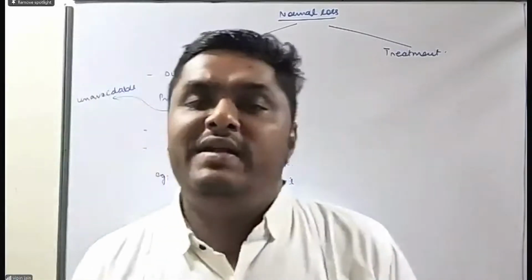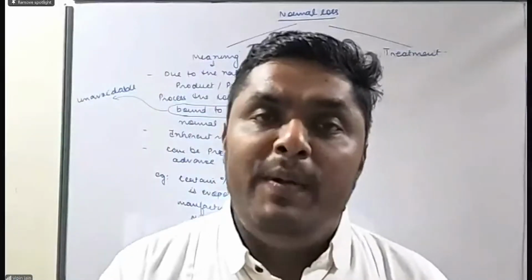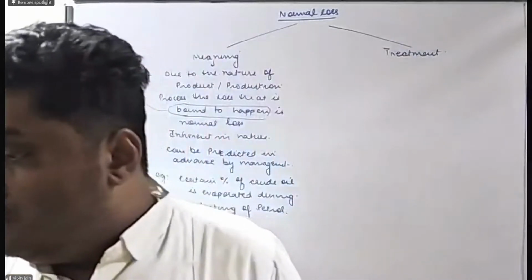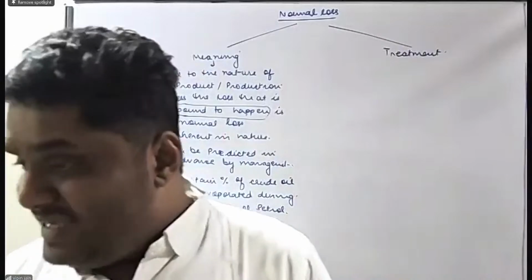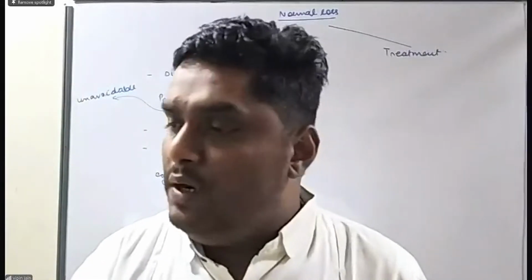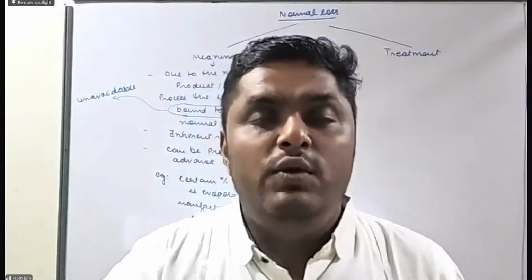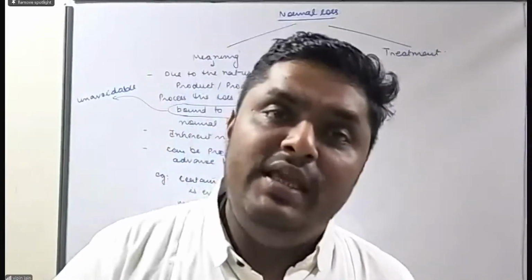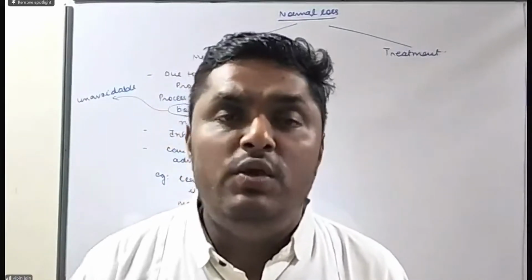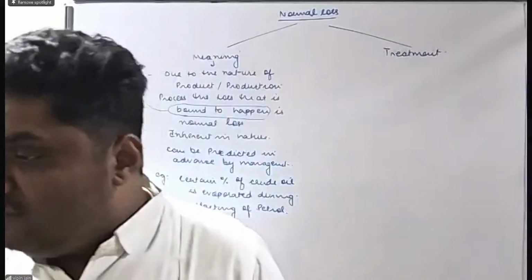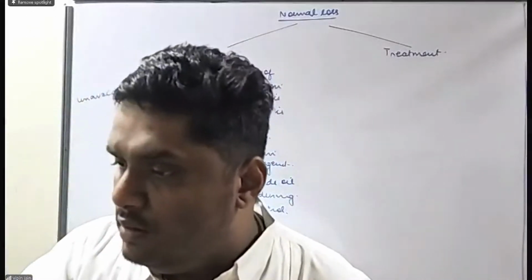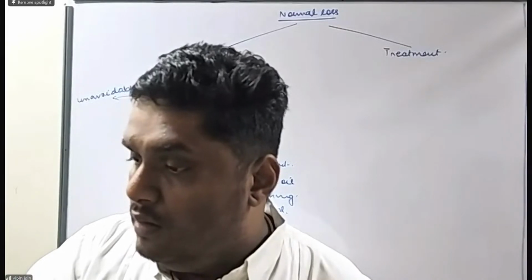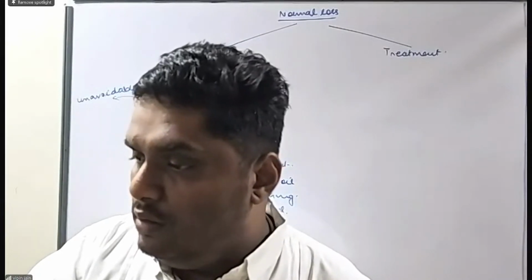So I hope this part is clear. The loss that is bound to happen due to the nature of product or production process is normal loss. Can you guys give me a few more examples of normal loss? Everyone, I request you guys to actively participate in the session. Whatever is running in your mind or whatever you want to speak, you can speak up. Waiting for your answers, everyone. In chemicals, what?